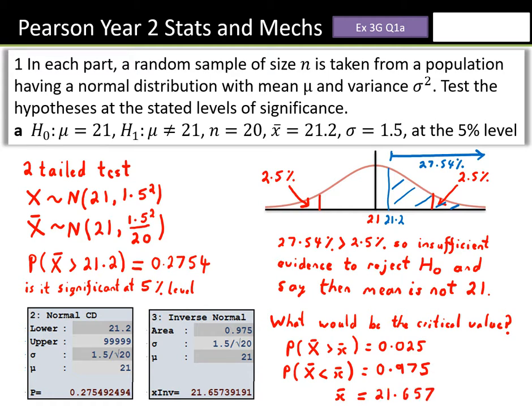21.657 or above to reject the null hypothesis, and drawing that on our diagram, that's the value there, 21.657.